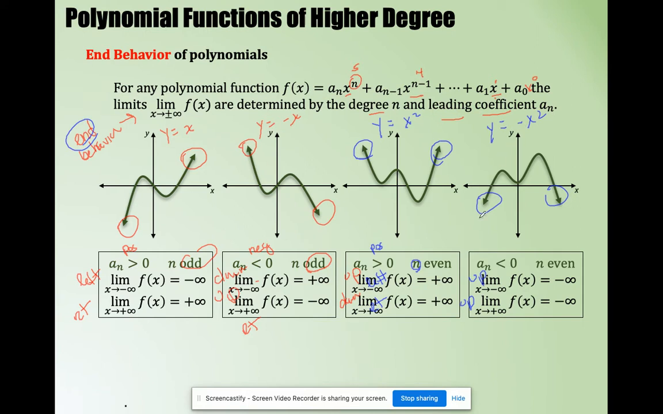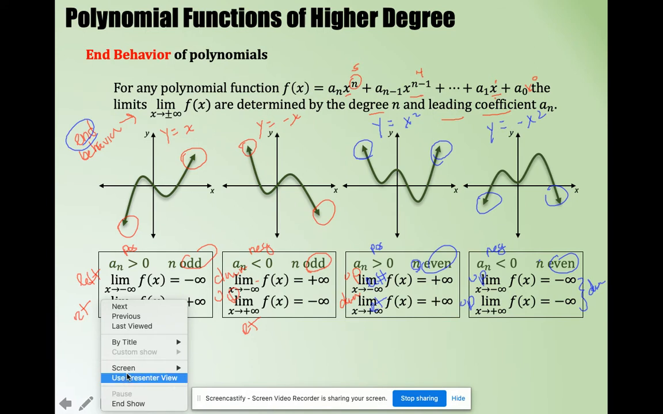But if your leading coefficient is negative and your highest degree is even, then on the left and right you go down. Just what I circled on those graphs, that's what I say in fancy math language with limits. So when the directions say use limit notation to describe the end behavior, this is what they're after. This is what they mean.